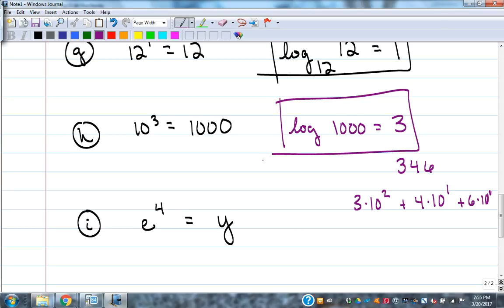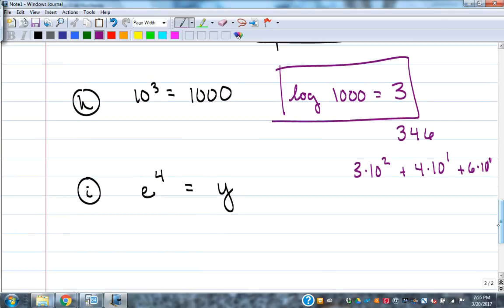All right. Example I, e to the fourth power is equal to y. So the base is e. So that means what log are we using? It's the ln. ln of y is equal to 4. Remember, whatever the exponent is, that's what the log is equal to. So natural log of y is equal to 4. Okay. All right, so where's this useful? What are we using it for? Let's solve some equations. We'll see where it's useful.